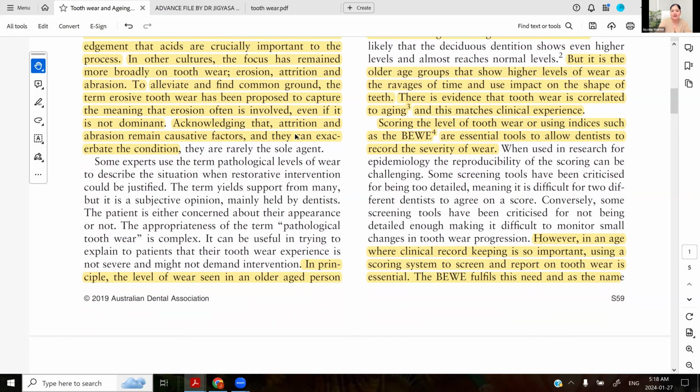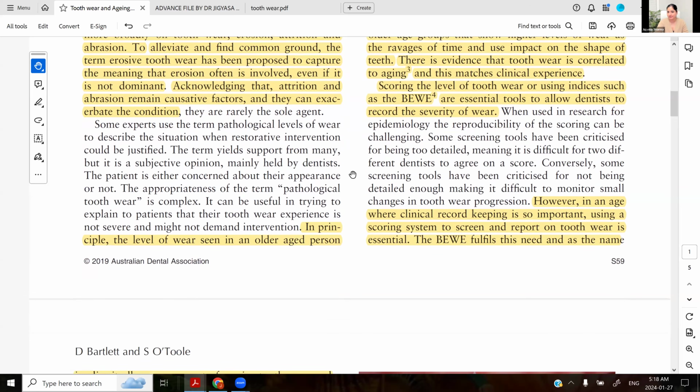So acknowledging that attrition and abrasion remain the causative factors, the etiology will still be either parafunctional habits leading to attrition, or coarse tooth brushing causing abrasion. But erosion sets the stage. If you now get what I mean, erosion is setting the stage for abrasion and attrition to have even farther-reaching effects clinically.